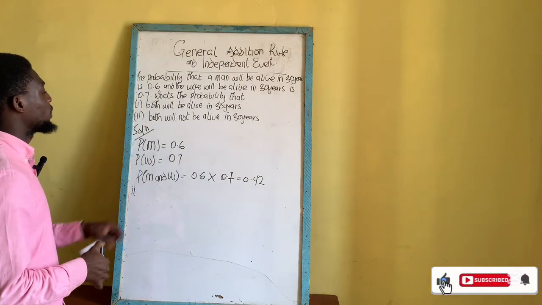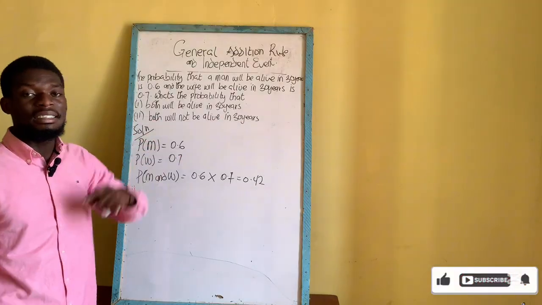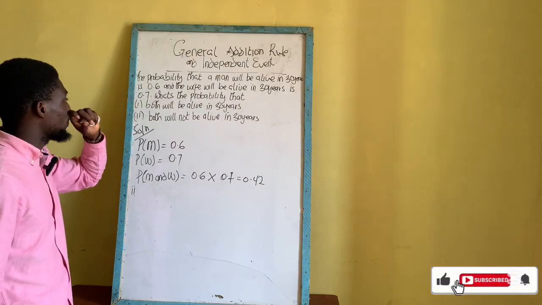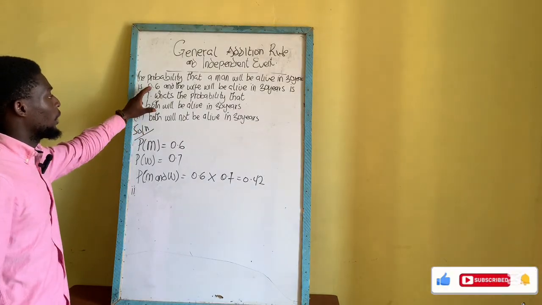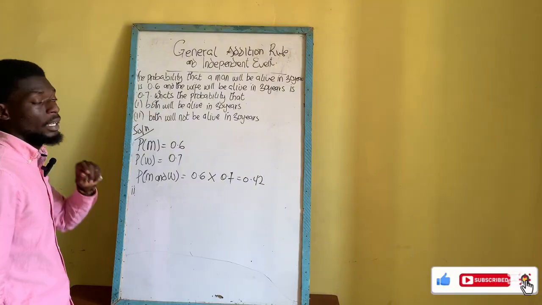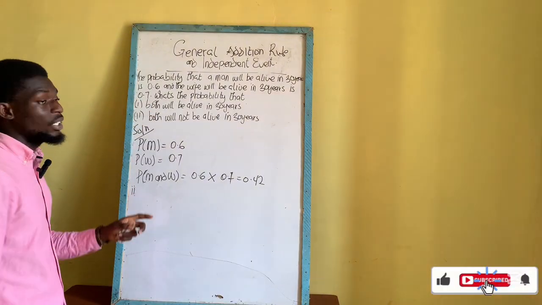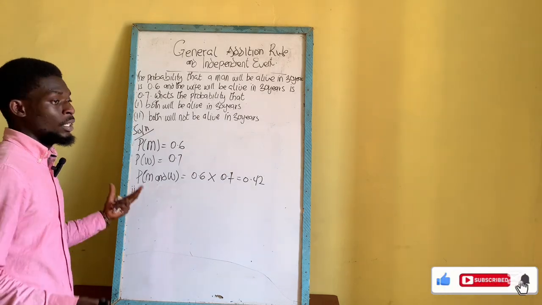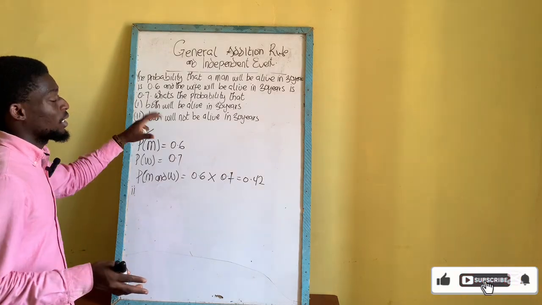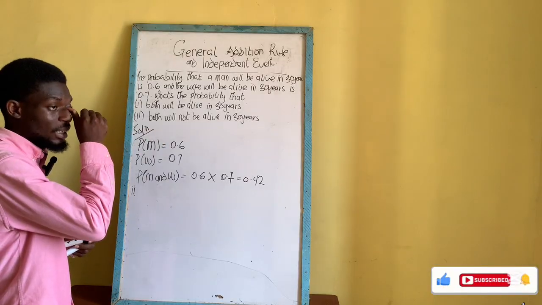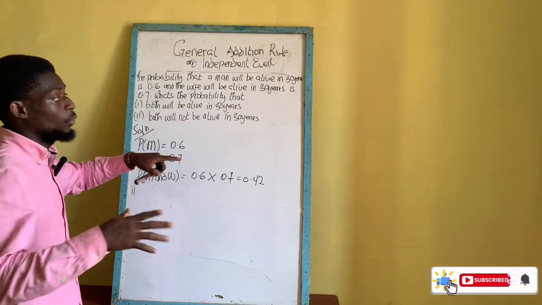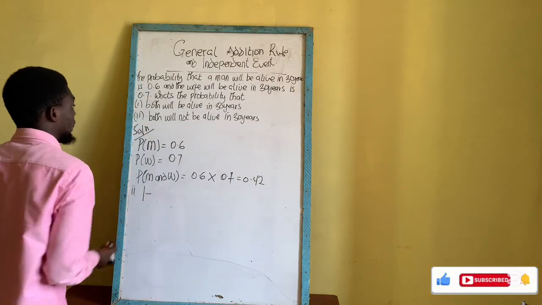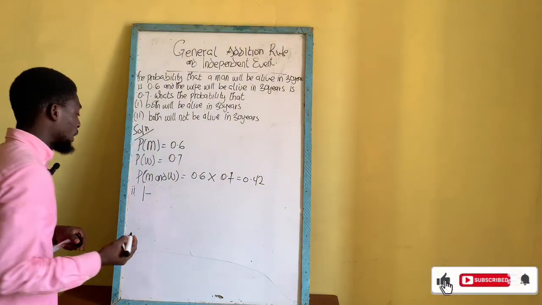What is the probability that both will not be alive in 30 years' time? This is where the challenge comes from. In the question, we are given the probability of the man being alive and the wife being alive, but we are not given the probability that the man will not be alive and the wife will not be alive. In complements of probability, when you want the probability that, let's say, the man will not be alive in 30 years' time, it is 1 minus the probability of the man being alive, which is 0.6.